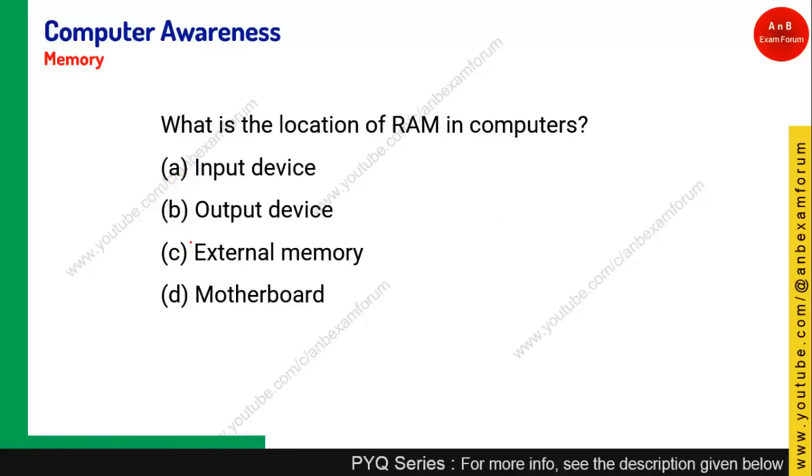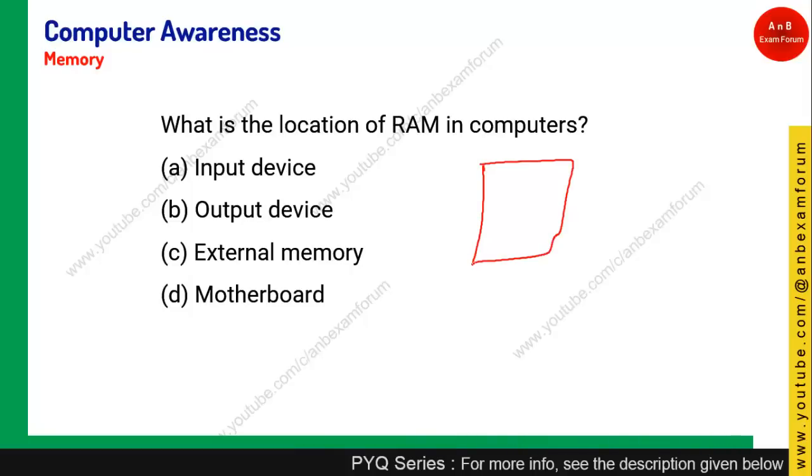What is the location of RAM in a computer? A very simple one. If you open your CPU, you will find a motherboard, and inside that motherboard you will find slots. In that slot your RAM will be there, and these slots are PCI, peripheral connect interface. In that your RAM is located. So option D is the right answer.